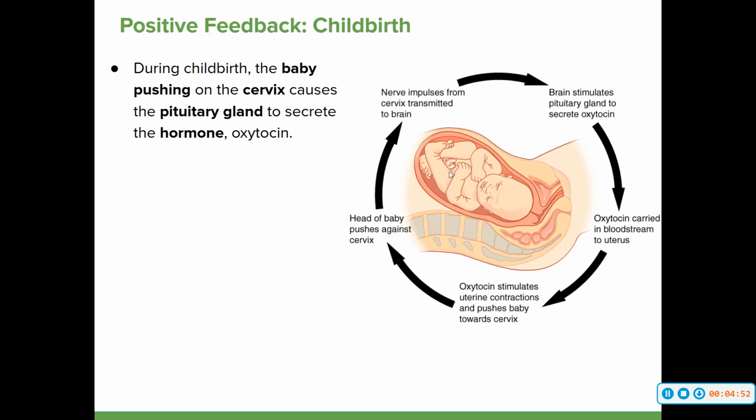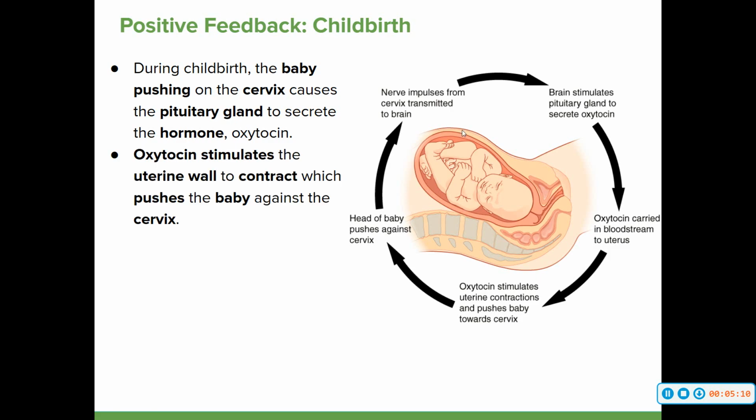And the baby will press up against that cervix when it's ready to be delivered. And when that happens, mom's body can sense that, and signals will be sent to the pituitary gland that will secrete, or let out, a hormone called oxytocin. Now that oxytocin will cause mom's uterus to contract more, and that'll cause the baby to push up even more against the cervix.